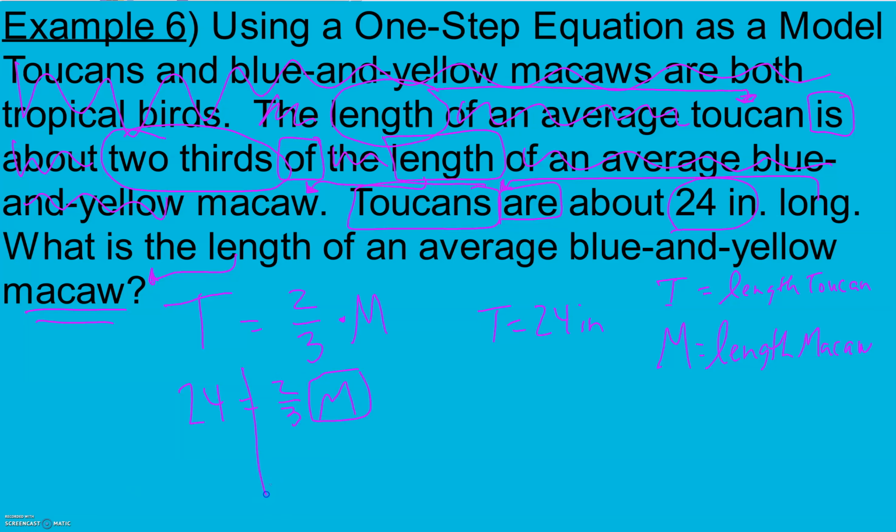To get our m by itself, I can multiply by my reciprocal to get rid of that multiplication by a fraction. And whatever I do to one side, I do to both. So 2 divided by 2 and 3 divided by 3 both cancel. And I just get 1m or m. We multiply across and simplify, and I get 36 inches for the length of a macaw. Check: does the answer seem reasonable? Here it says toucans are 2/3 the size of macaws, so macaws should be more than toucans, and here that's what we have.